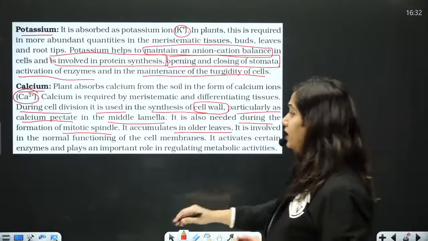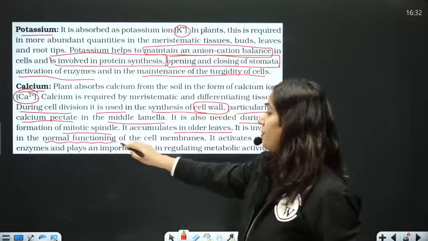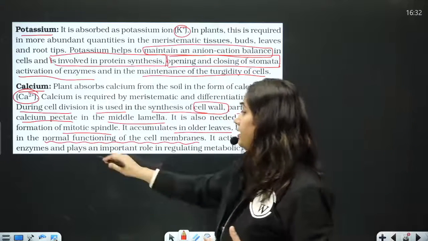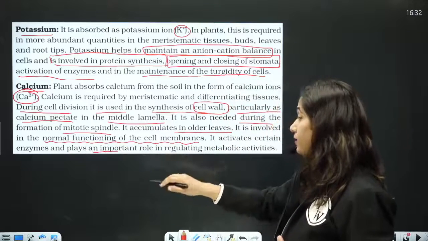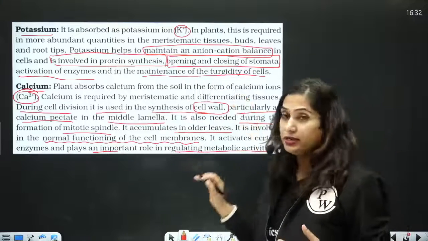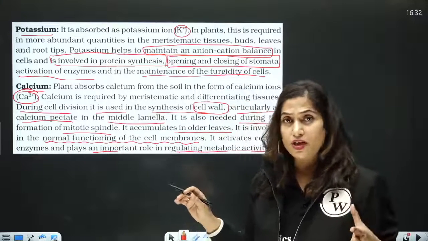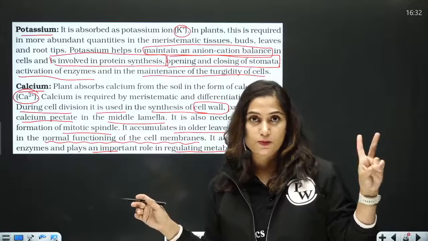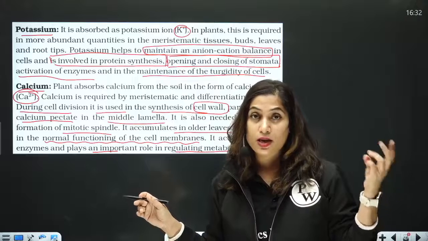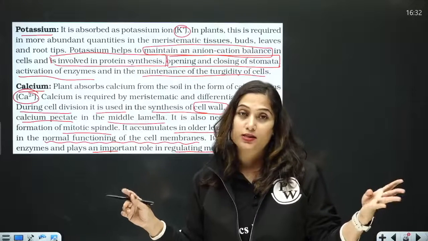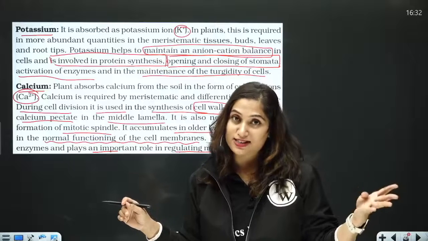It is involved in the normal functioning of the cell membrane. It activates certain enzymes and it is important for regulating the metabolic activities, right? So what are the functions of calcium? Forms middle lamella, calcium pectate, spindle fibers, help in cell division. It helps in the normal functioning of cell membranes and regulates the metabolic activity of the cell.